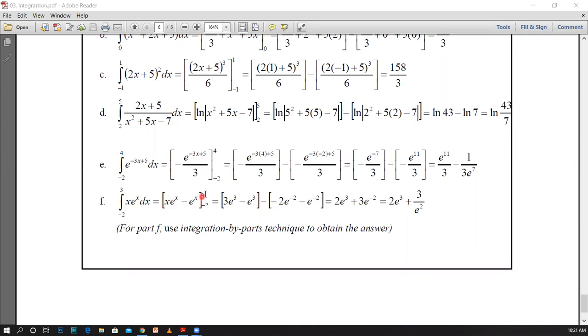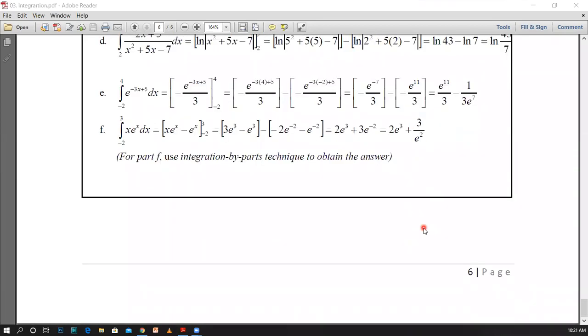Then you have to substitute the upper and lower limits respectively. The successful substitution gives you the answer as 2 times e to the power 3 plus 3 over e to the power 2. This is the end of the session, and thank you all for joining this session.